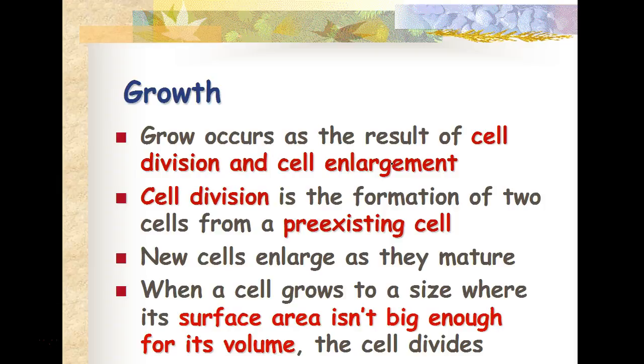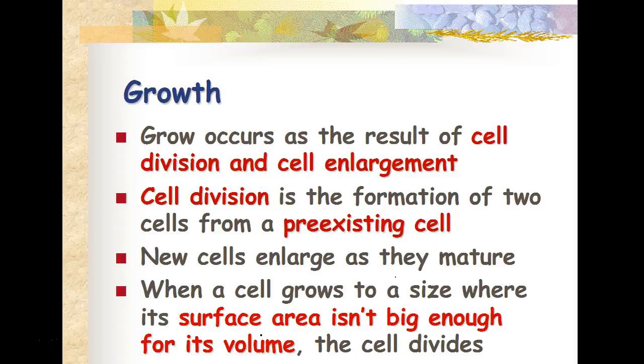As cells grow, they enlarge and they mature. Once they get to a certain size, they divide and cleave in two. So it's just a continuous cycle, and that cycle is known as the cell cycle. That's the process of making new cells.